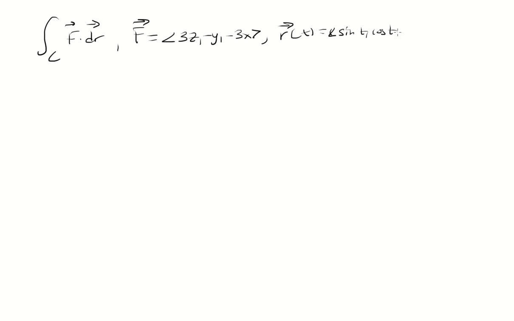Evaluate the line integral where F is equal to 3z, negative y, negative 3x, where C is given by r of t equals sine t, cosine t, t, where t is between 0 and pi. The formula is going to be basically F of r of t dotted with r prime of t dt.